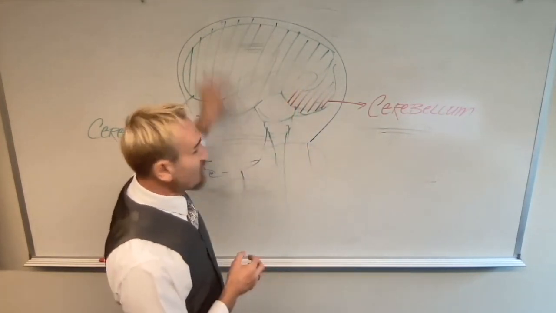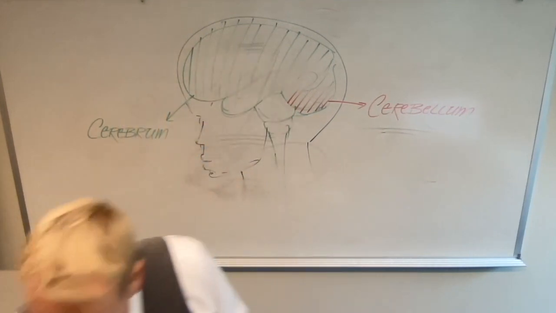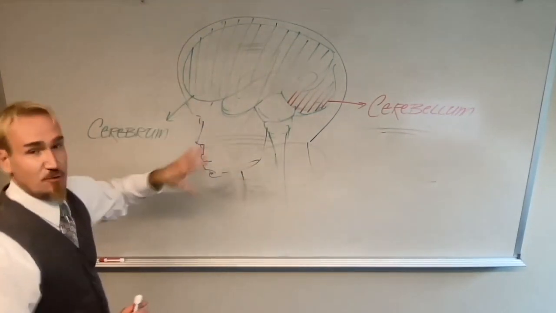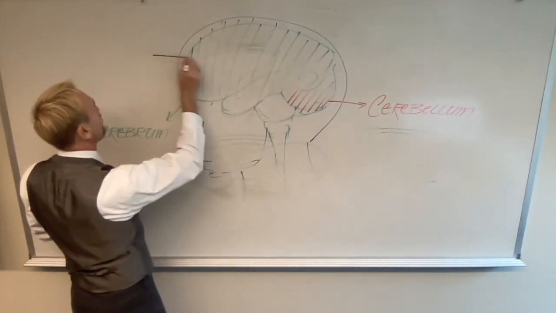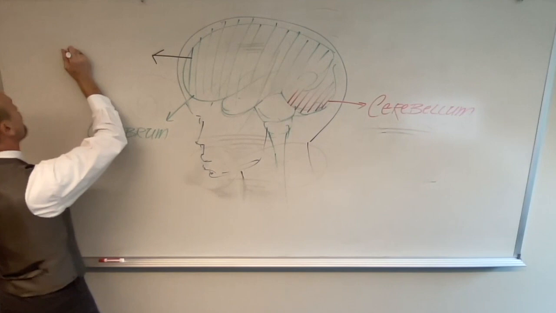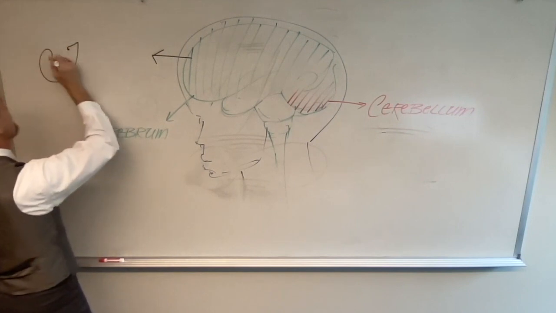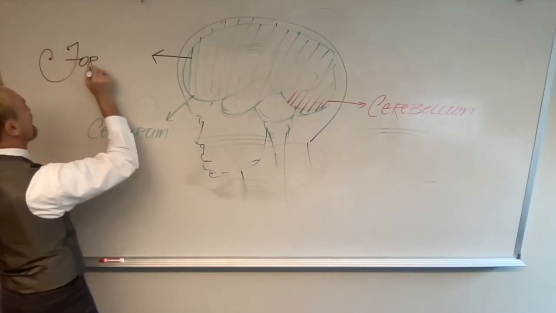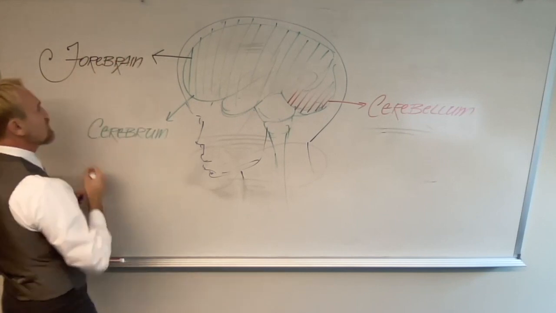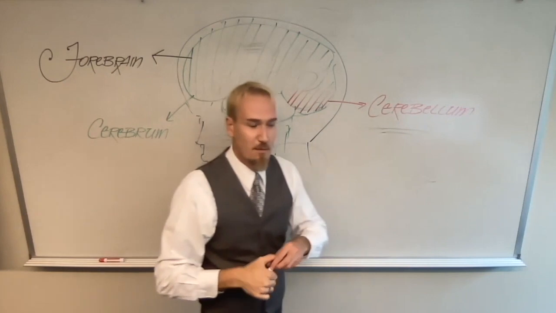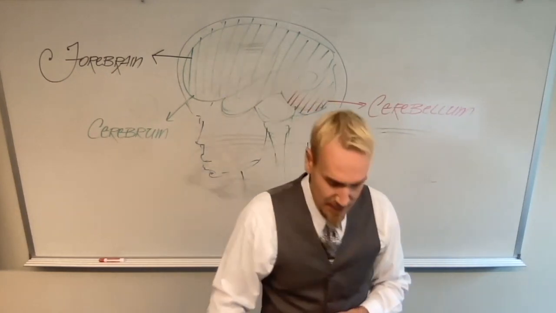Now, these other parts that I want to discuss is the fact that not only is it the cerebrum, but this biggest part here is the forebrain, okay? The forebrain, which has to do with higher function. You could say with rationality in the modern sense of the term.